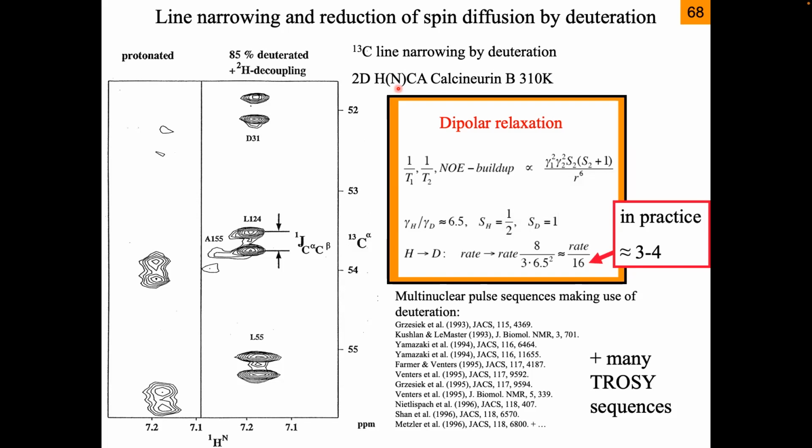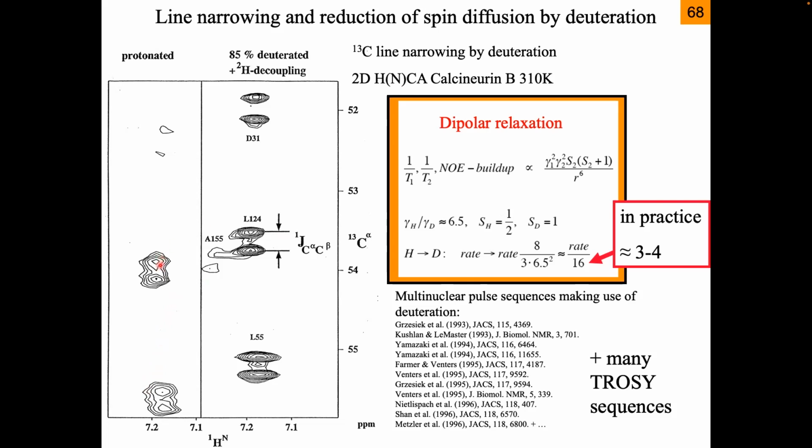but it's not completely true because there's also still the size of the spin coming in. So in reality, I think it's 8/3 of 1 over 6.5 squared. So it's about 1 divided by 16. In reality, we have never seen this because of other things still happening, like dynamic frequency shift and what have you. But in practice, certainly a factor of 3 to 4. And you can see this here. It's a triple resonance experiment, but it's the carbon plane here.